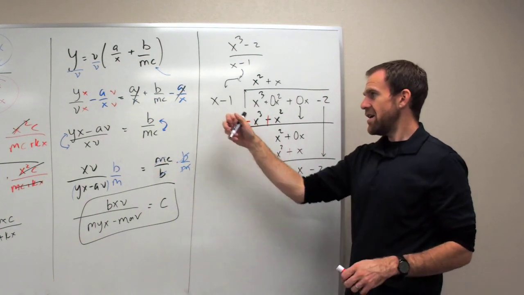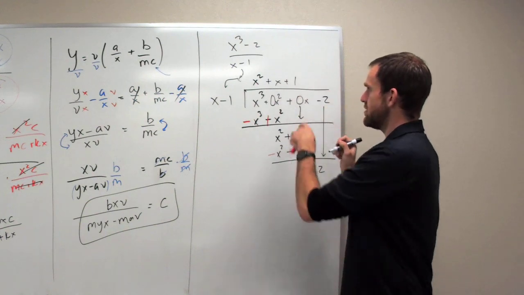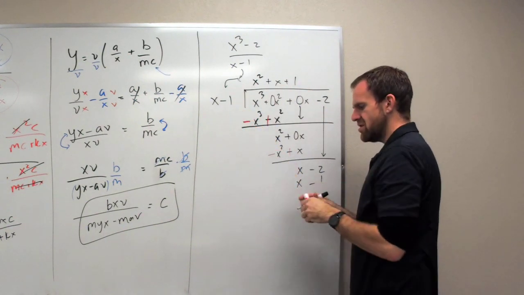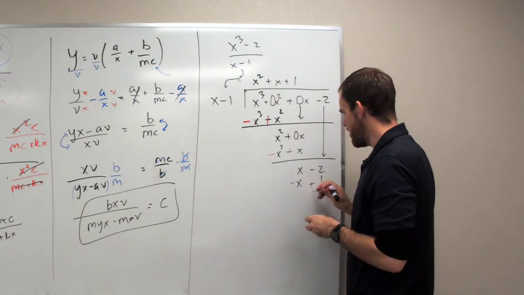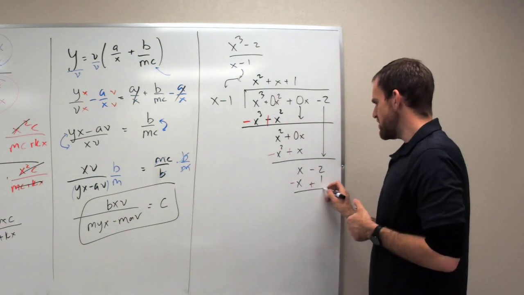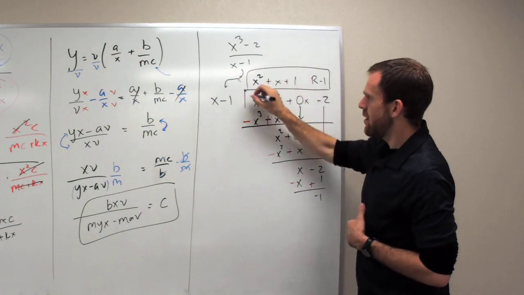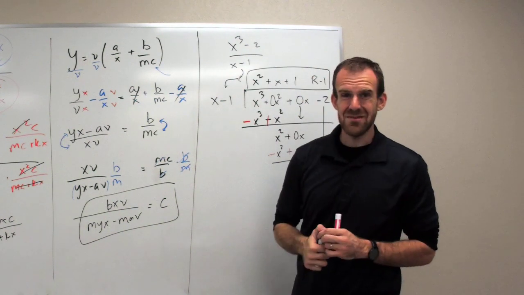What is x divided by x? That looks like 1. So I'm going to multiply 1 times x, 1 times -1, change the sign in a different color. And -2 plus 1 is -1, so I have a remainder, -1. And that, my friends, is problem set 16.